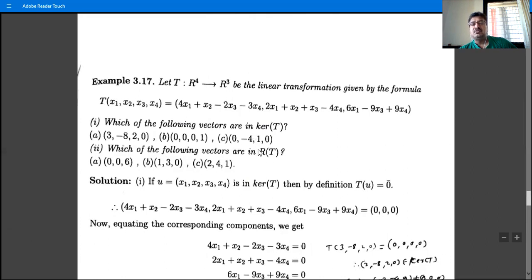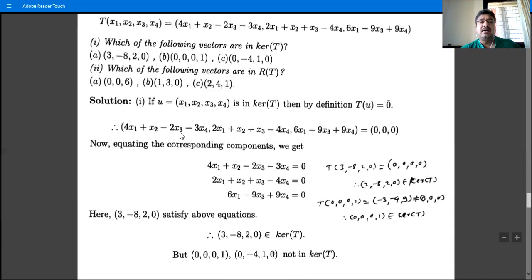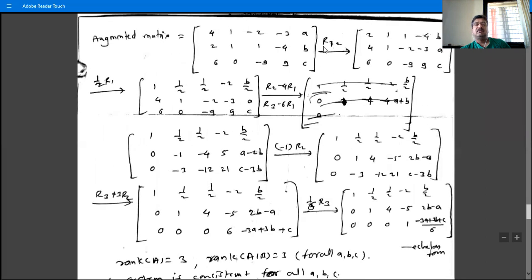And when the vector belongs to the range of T, if it has a pre-image, we can apply another method. Suppose this is the single element, and suppose this vector has the pre-image (x1, x2, x3, x4). Then we have the system T of (x1, x2, x3, x4) is equal to (0, 0, 6). That is, (x1, x2, x3, x4) is the pre-image of (0, 0, 6). Then write T of (x1, x2, x3, x4) as this, and then we have the system. This is equal to 0, this is equal to 0, and 6x1 minus 9x3 plus 9x4 is equal to 6. So solve that system. Same answer.